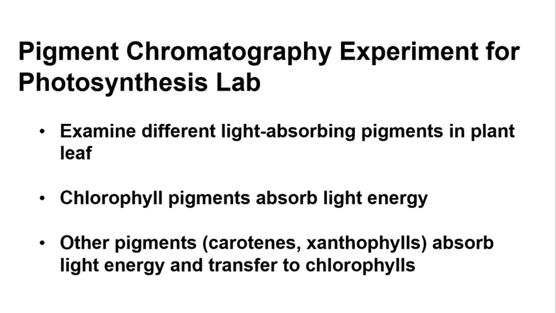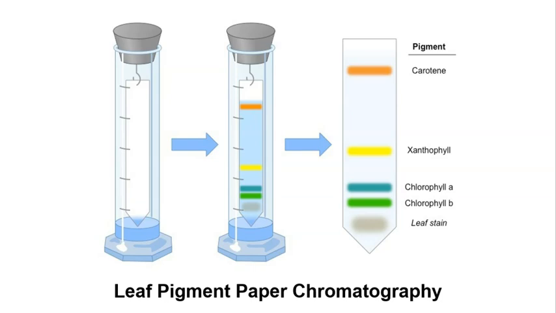chlorophylls. So chromatography is a process where molecules are separated based on their different solubilities in a solution that's called a solvent. So with paper chromatography, we see that a strip of paper is marked with a substance. In this case, the pigment extracts from a leaf, which we see here. Those are indicated by the leaf stain in this diagram here.